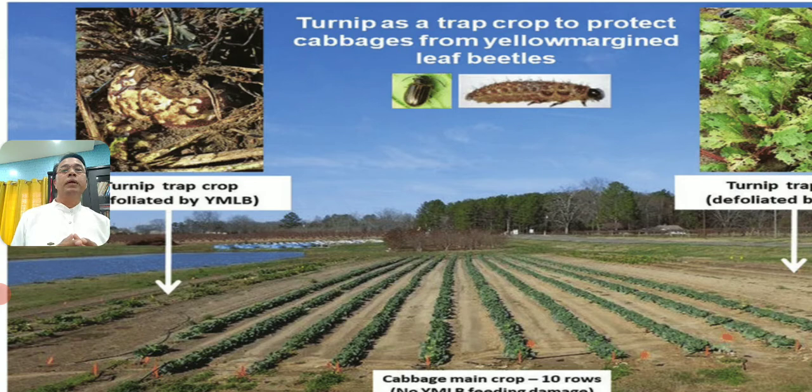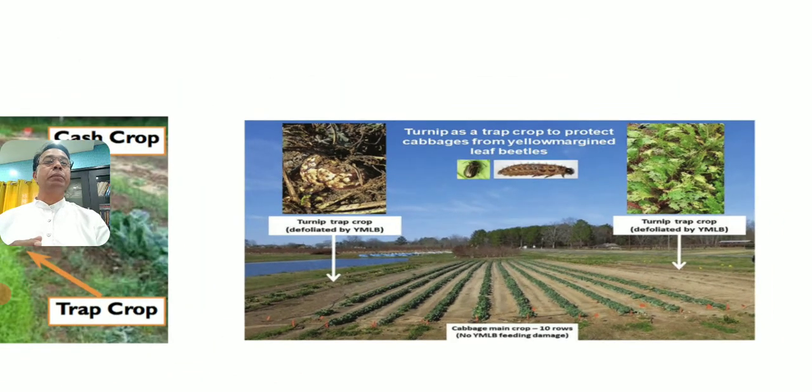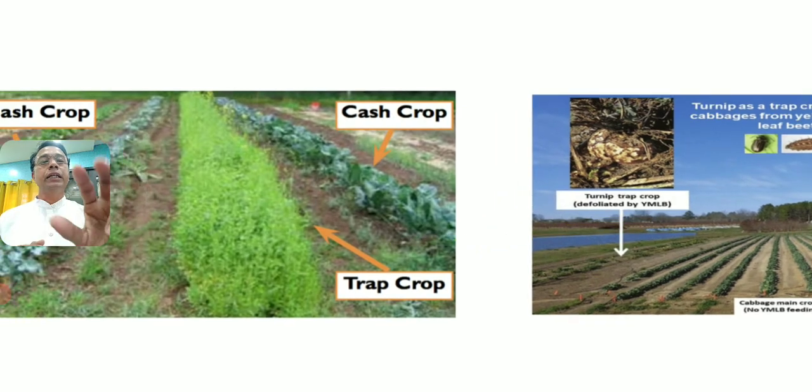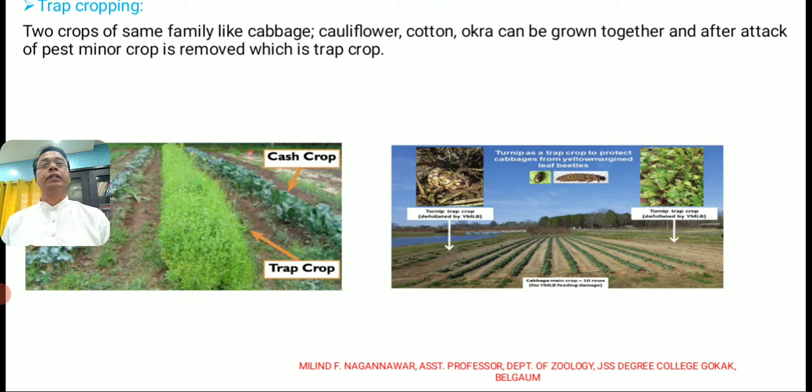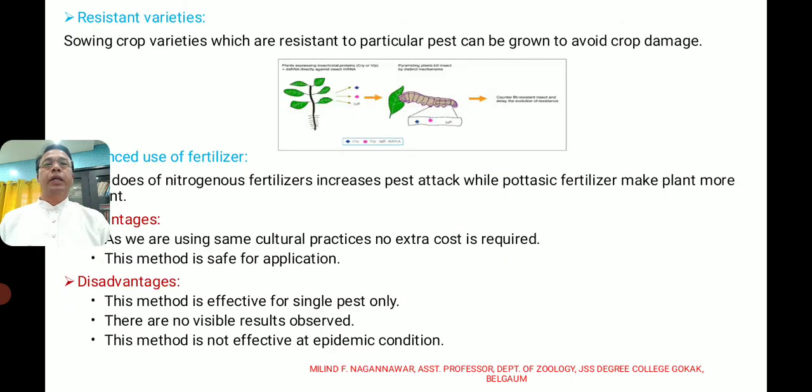So, turnip crop against yellow margined leaf beetles. Here the trap crop is placed between the two cash crops, and the trap crop gets infected with this pest, and once it is infected, it is removed, and whatever important crops we have are saved or protected. Now, there is another one called resistant varieties, that is, varieties of crops which resist the infection of the pest.